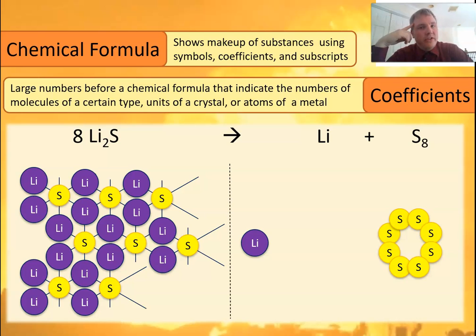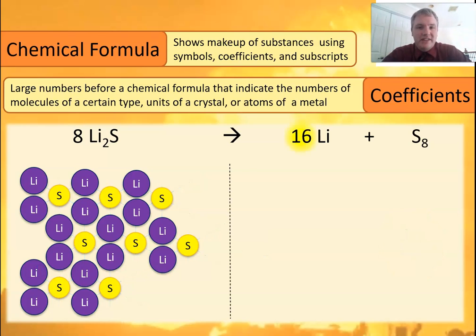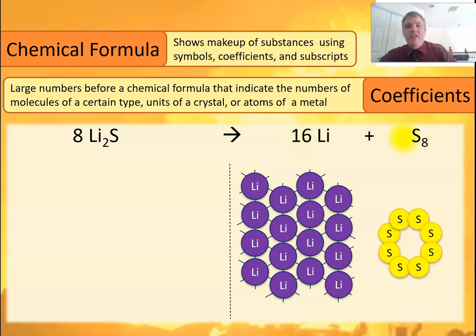Well, I'm going to use a coefficient. What is a coefficient? It's a large number I'm going to draw in large font before a chemical formula to show how many units of that I have. And lithium's all by itself, so I can just put a 16 in front of it. That shows that I have 16 units of lithium metal all bonded together. And then in front of the sulfur, S8, I'm just going to leave that blank because a blank indicates a 1. And I have 1 molecule of S8.